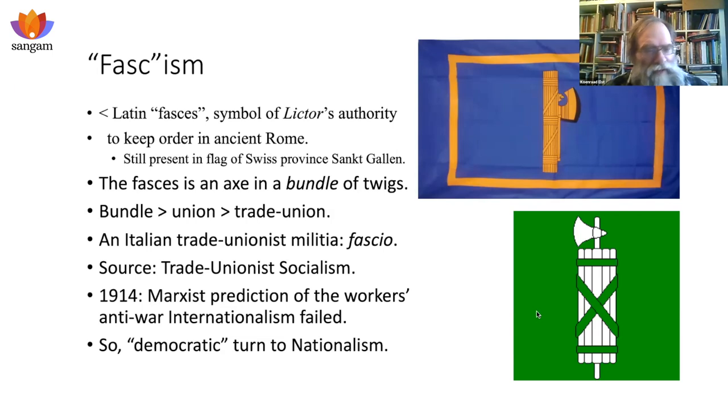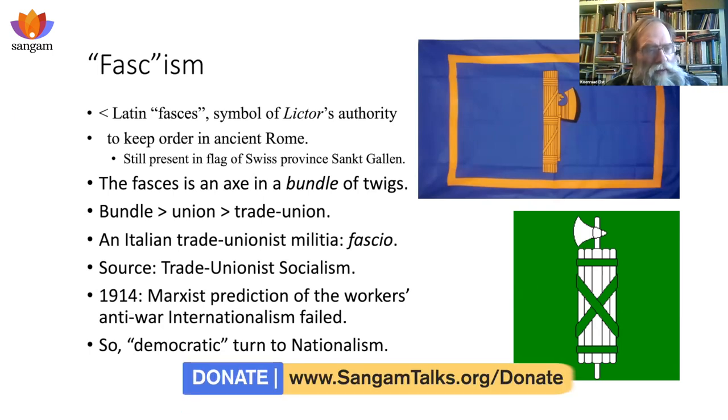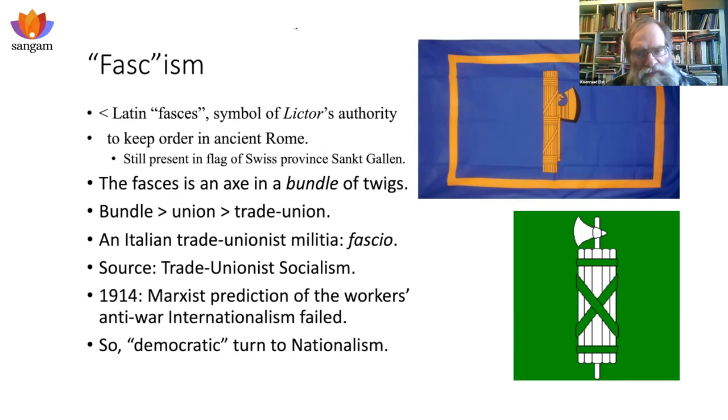So to start with fascism. Fascism was named after the fasces. The fasces is a Roman symbol of the Roman Republic, not even of the Roman Empire. And it signified the authority of the lictor. The lictor was the minister for public order, so the chief of police. And it consisted of an axe surrounded by a bundle of twigs.